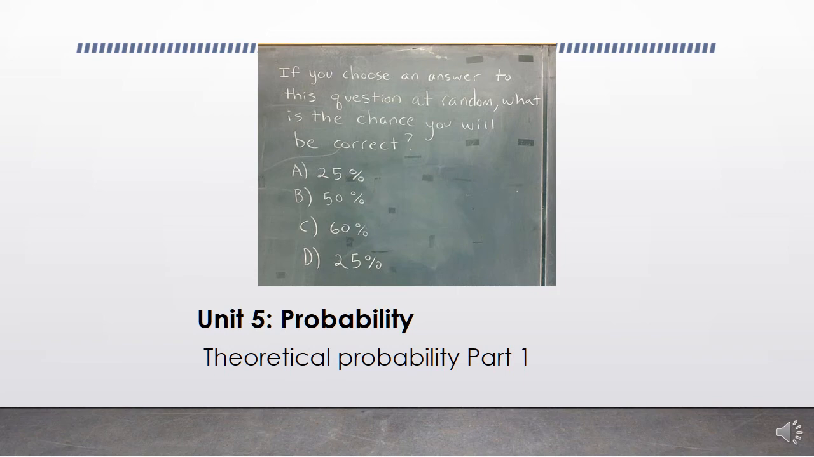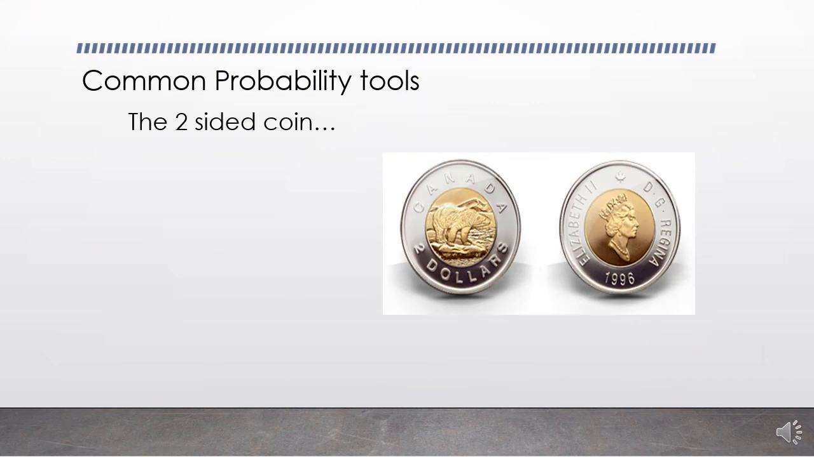So that's it for experimental probability. To end off, I'm just going to start part 1 of theoretical probability. What I'm going to go over here is a bunch of common probability tools, things we would have used in class as manipulatives, but also to make sure everyone's on the same page, because you're going to see these come up time and time again in questions.